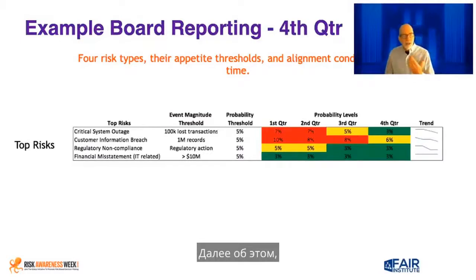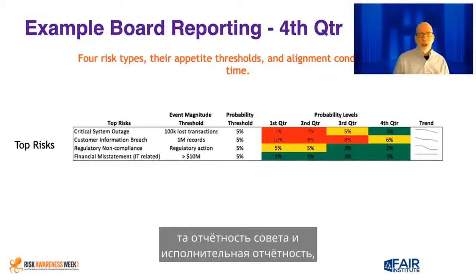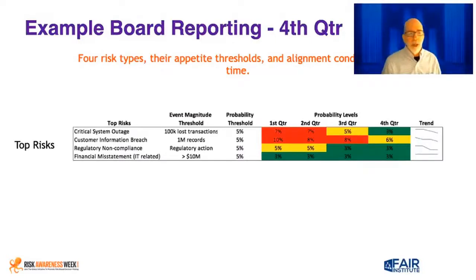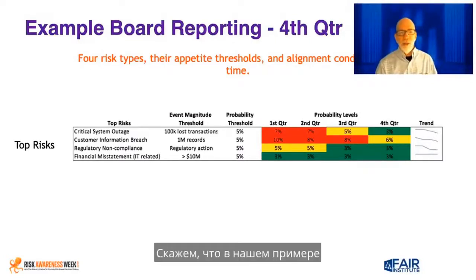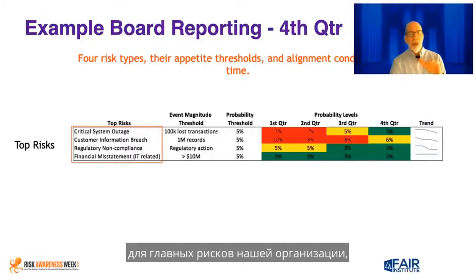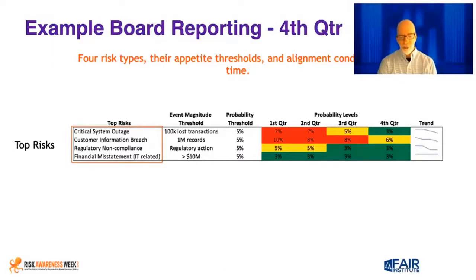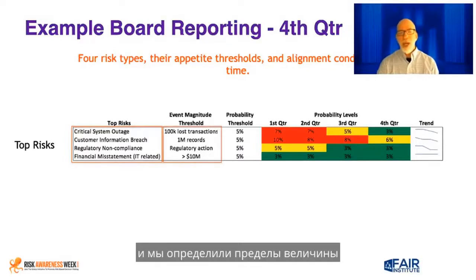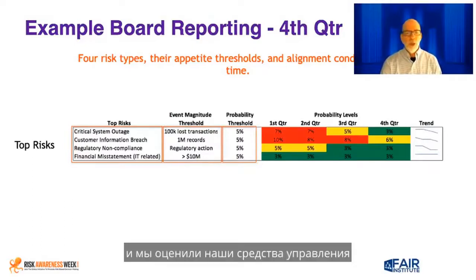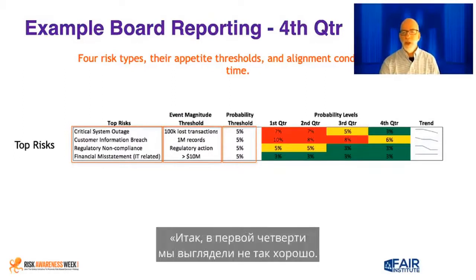Now on to that communication and board reporting and executive reporting that organizations very often struggle with. So let's say in our example that we've defined risk appetites for these top risks for our organization, and we've defined these magnitude thresholds and these probability thresholds for each of them. And we've gone out and we've evaluated our controls in the threat landscape, and we've said, okay, the first quarter, we weren't looking so good.